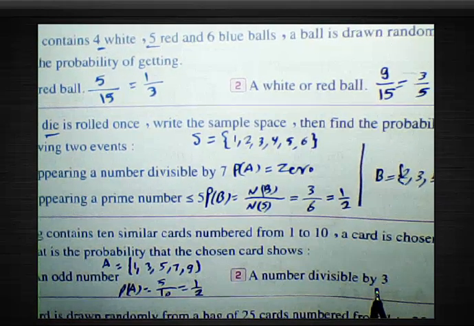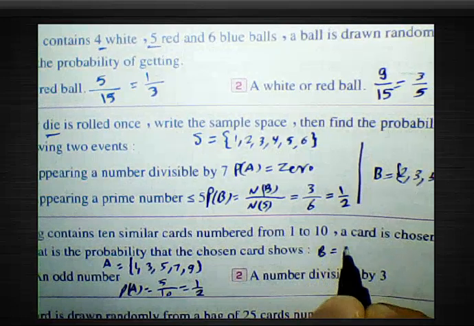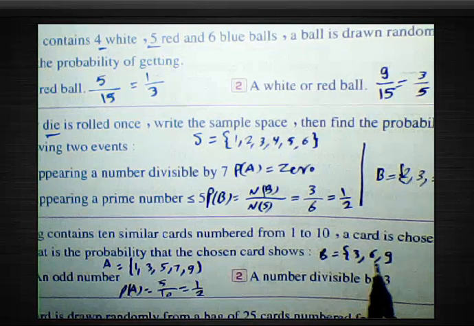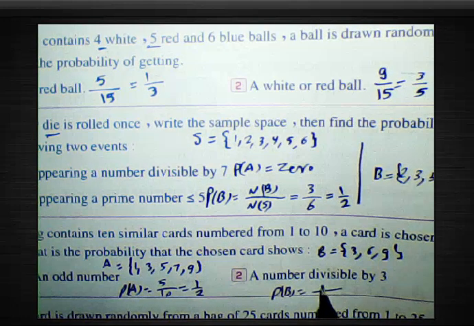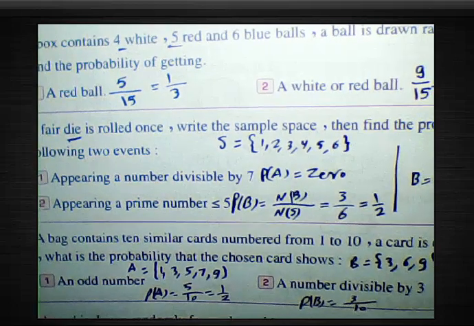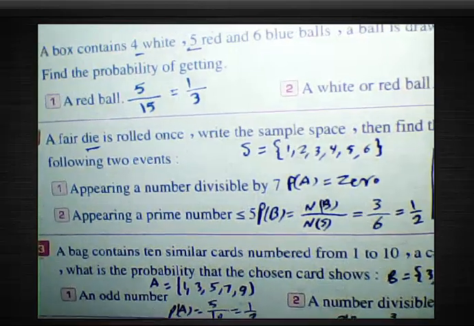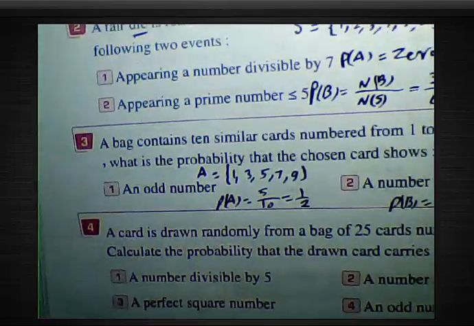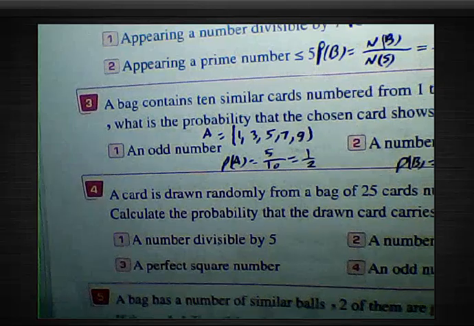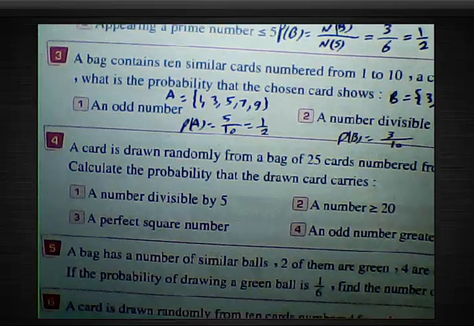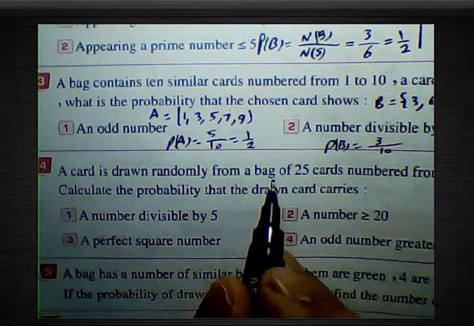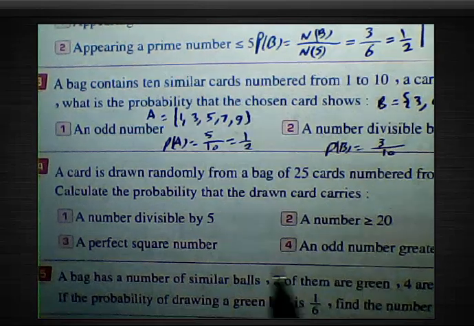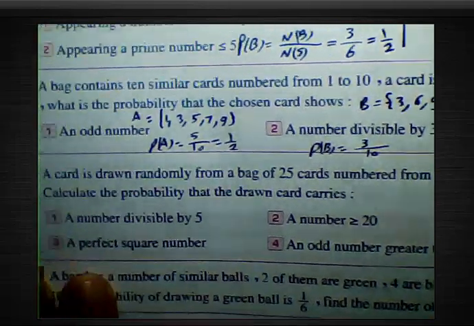A number divisible by 3: 3, 6, 9. The probability of this event will be 3/10. The total is 10 here. Next question. Question number 4. A card is drawn randomly from a bag of 25 cards, numbered from 1 to 25.